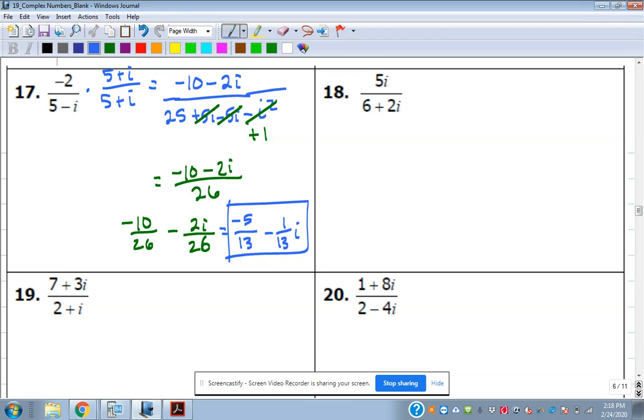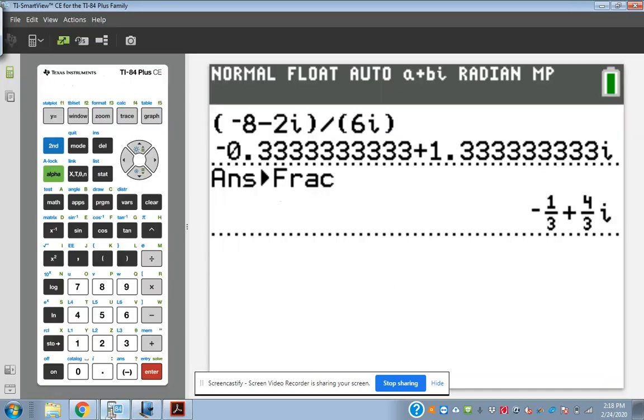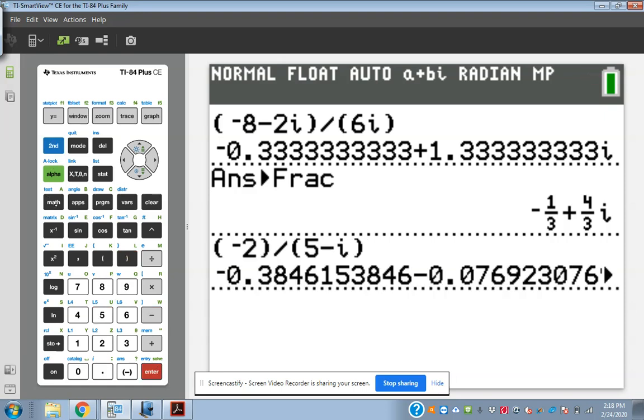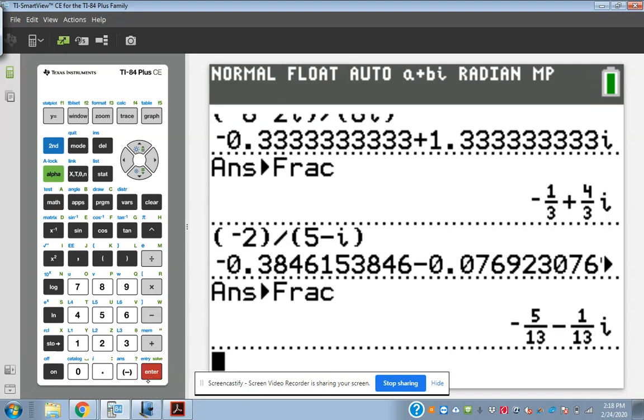All right. If I type that in on the calculator to check it, put negative 2 in parentheses divided by parentheses, is it 5 minus i? Just type it in straight like that. Then I'm going to hit math, enter, to get it to change it to fractions. Boom. Same thing we got.